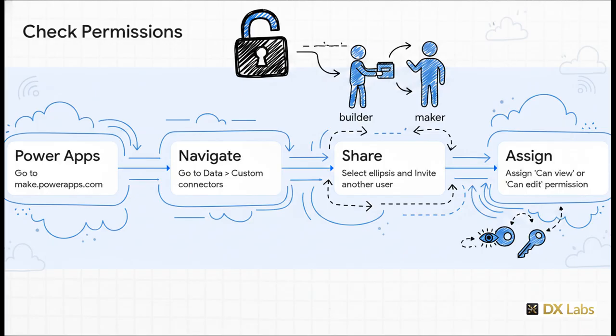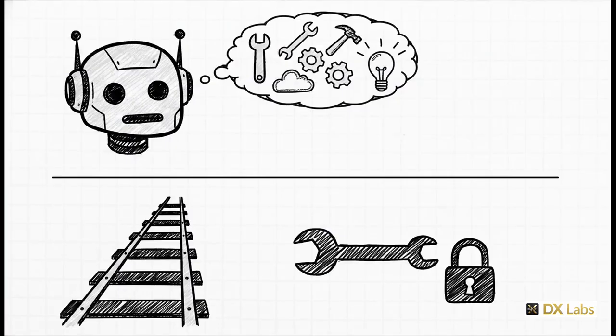Licensing also plays a huge role here. You need to keep in mind that attempting to add a premium connector without the right Copilot Studio premium license will trigger a prompt that blocks you dead in your tracks. Plus, makers must assign can use plus share permissions so teammates can actually test out these integrations.